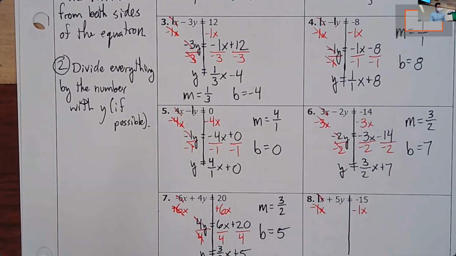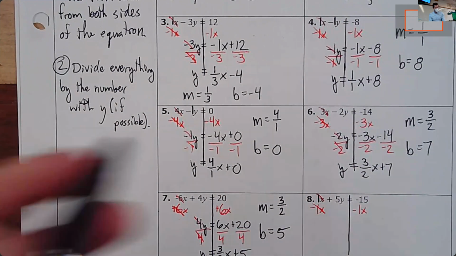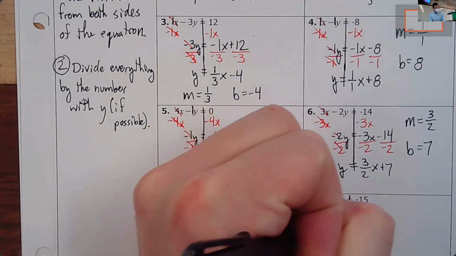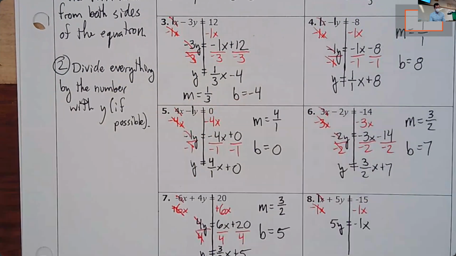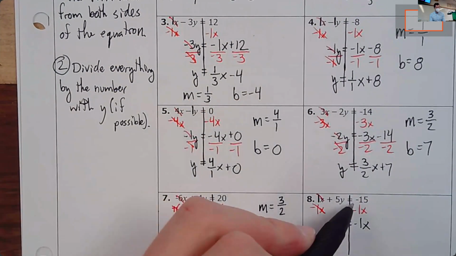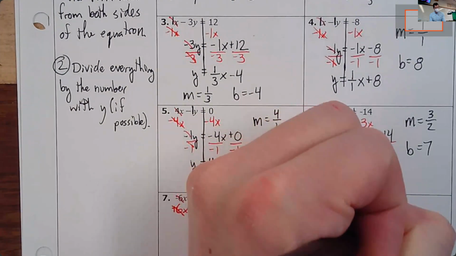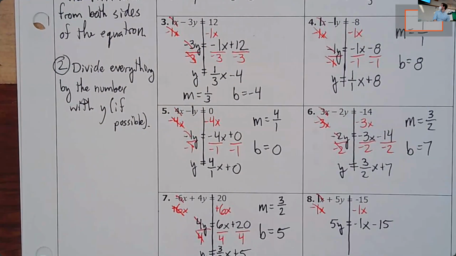Good, so we take away the 1x because this time it was a positive, so to get rid of a positive, we subtract it. We have a 5y over here on the left. So 5y equals, always write the term with x first, minus 1x or negative 1x, and then that's a negative 15, so minus 15. So 5y equals negative 1x minus 15.